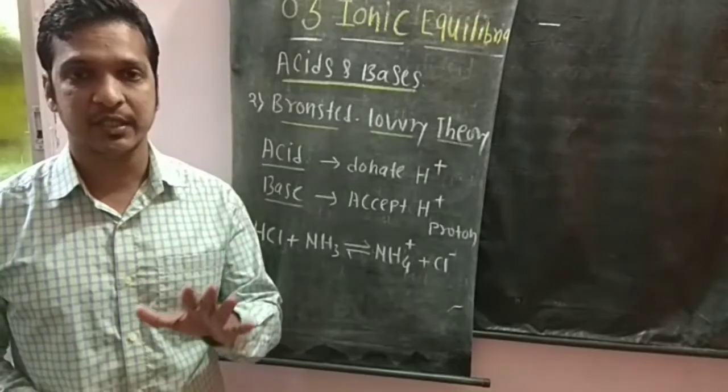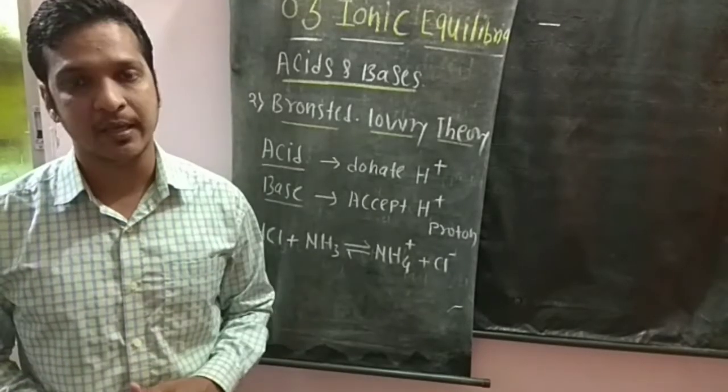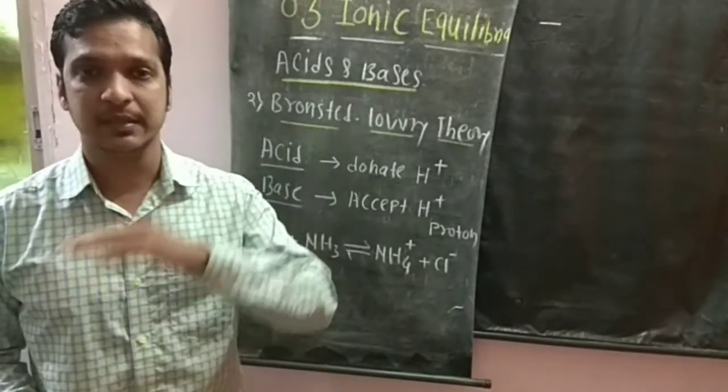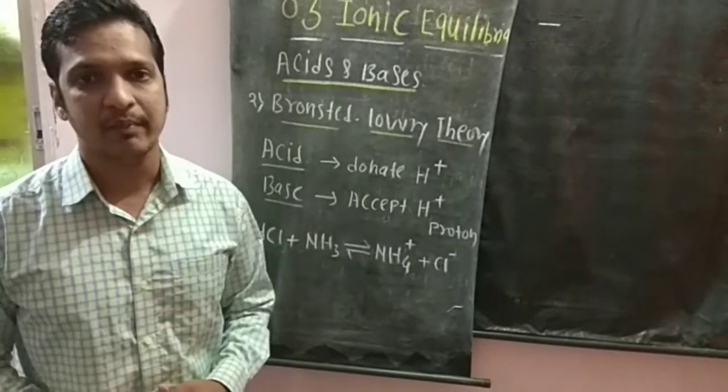Next is the Bronsted-Lowry theory. According to the Bronsted-Lowry theory, what is an acid and what is a base, meaning the definition of acid and the definition of base.